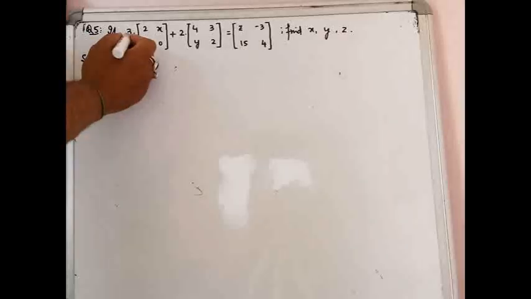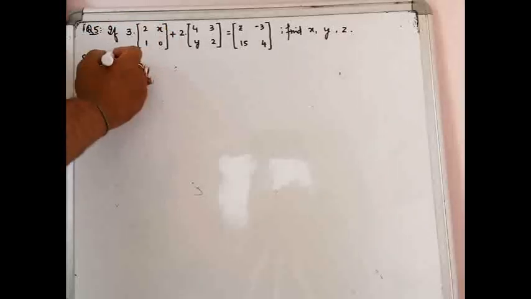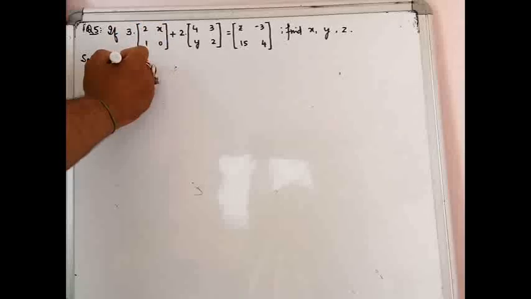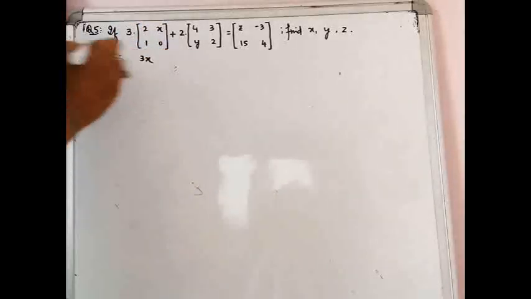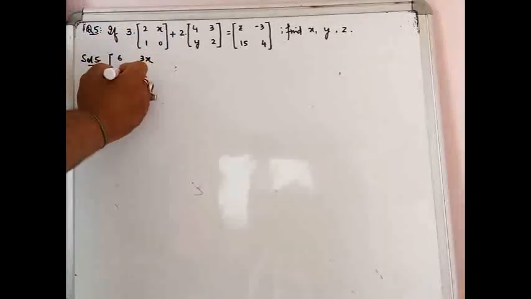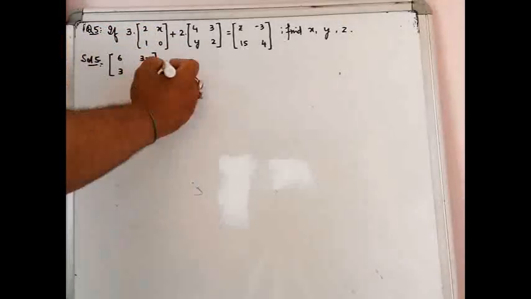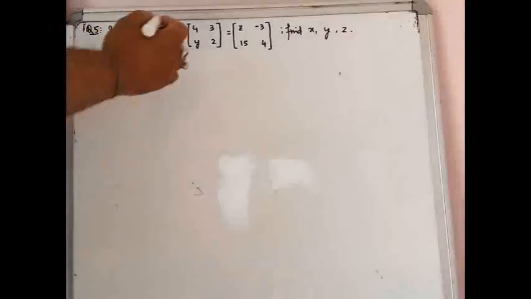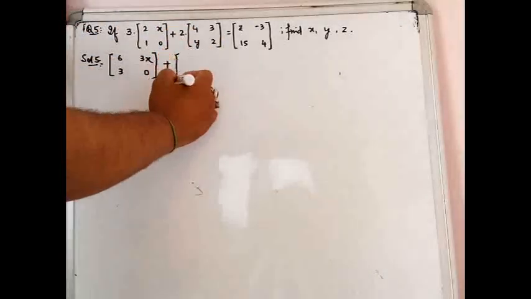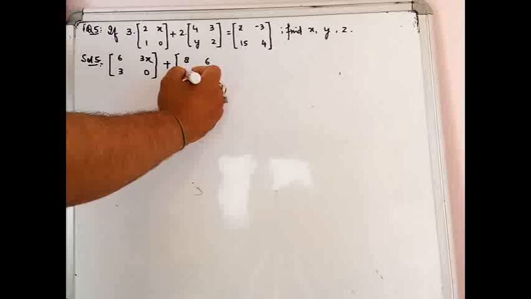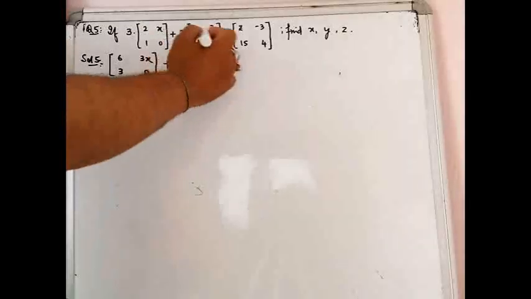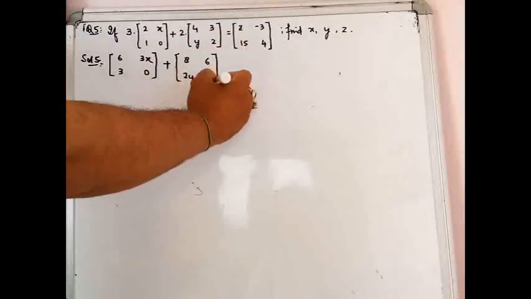Let's see. Now 3 is getting multiplied, so it goes inside and multiplies. 3 2s are 6. Then you have 3 into x giving you 3x. 3 into 1 will give you 3, and 3 into 0 will give you 0. Okay. Plus, similarly, this 2 goes inside, so it multiplies. 2 4s are 8, 2 3s are 6. 2 into y will give you 2y, and 2 into 2 will give you 4.